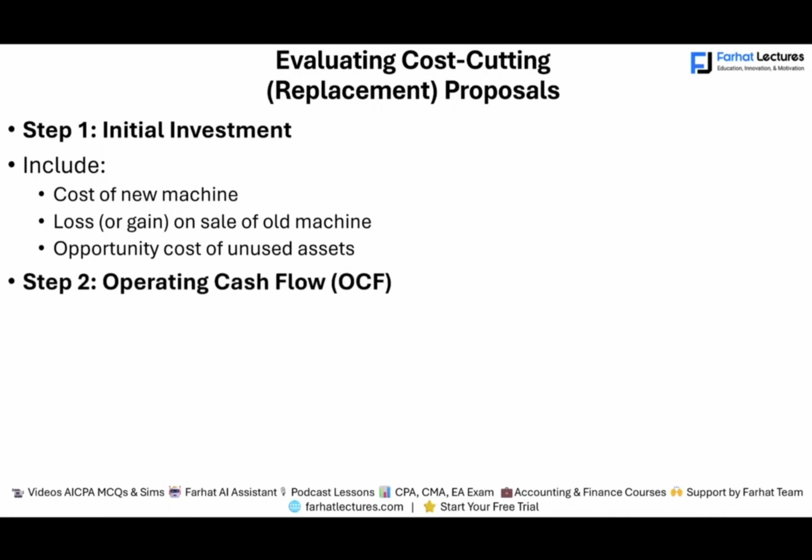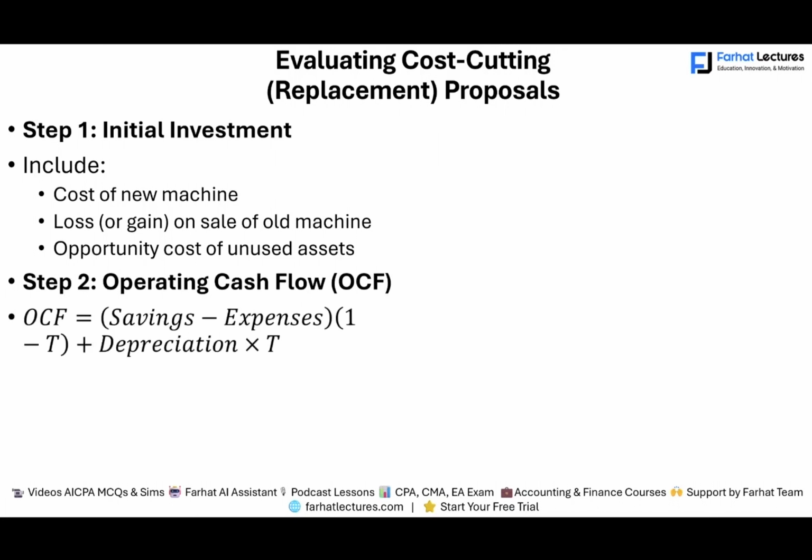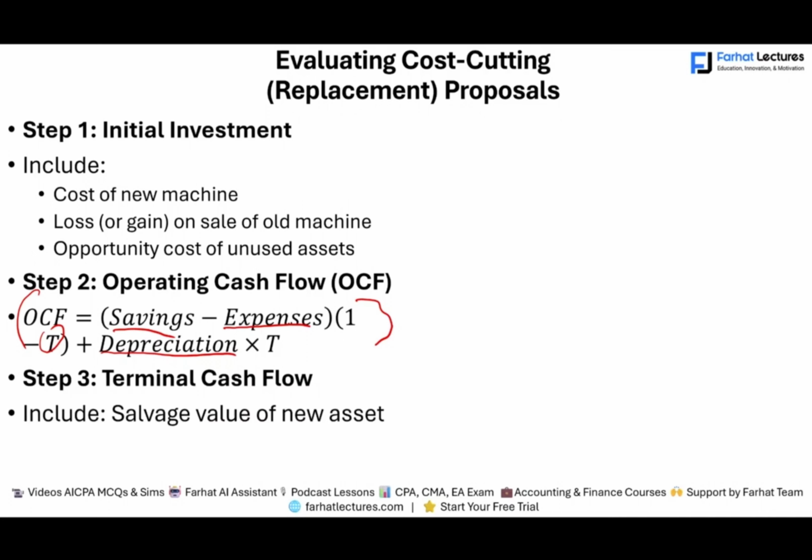Then step 2, we would compute the operating cash flow, which is the savings minus the expenses times 1 minus T plus the depreciation tax shield. Now, if you don't know what this is, go to the prior session because we looked at this formula in the prior session. Then we have to take into account the terminal cash flow, which is the salvage value of the new asset. How much can we get for this asset at the end of its tax life, including the tax effect. Let's look at an example.